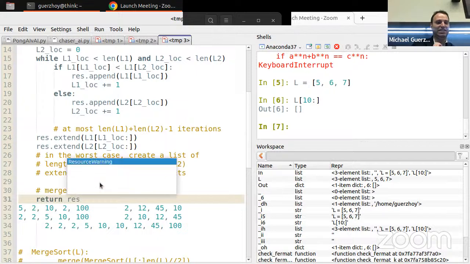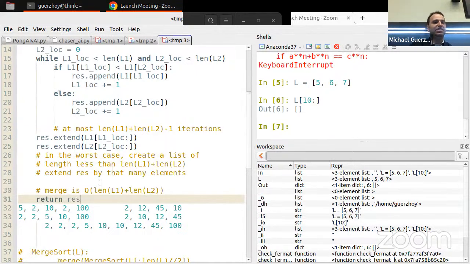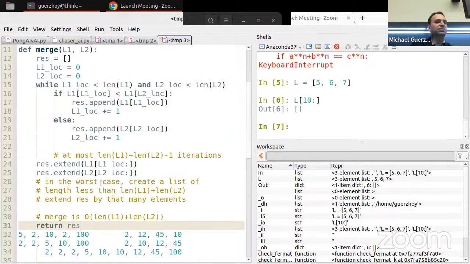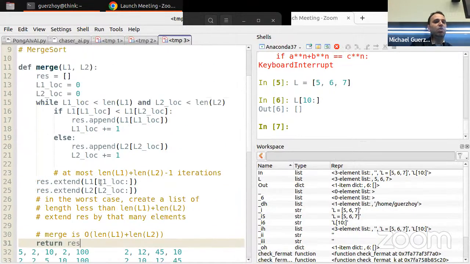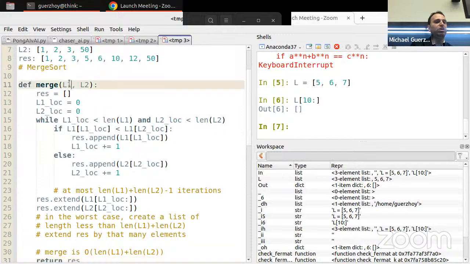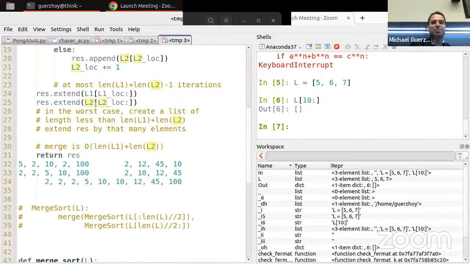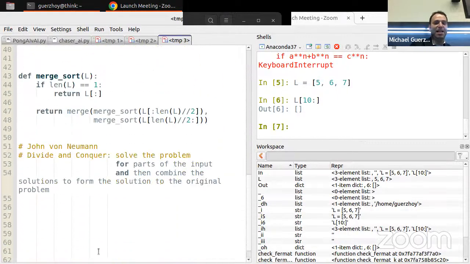Sorry, I did not say return rest. Yes, that's a sorted list, right? So what's the point of the recursive function? Well, merge only works if L1 is sorted and L2 is sorted. Okay, now I get it.